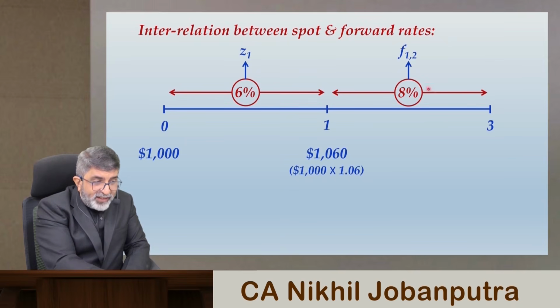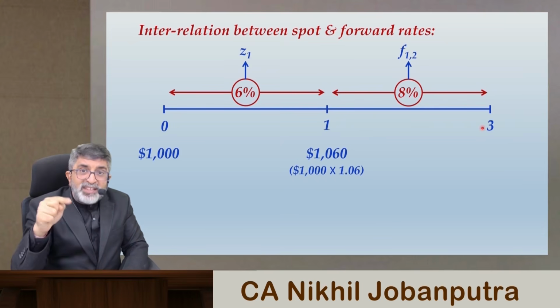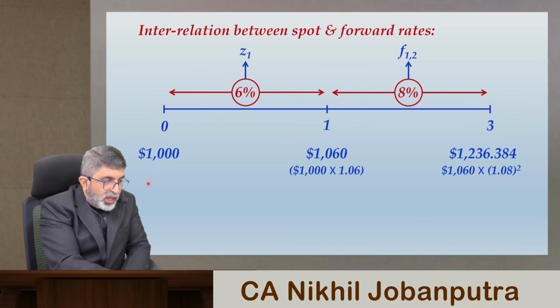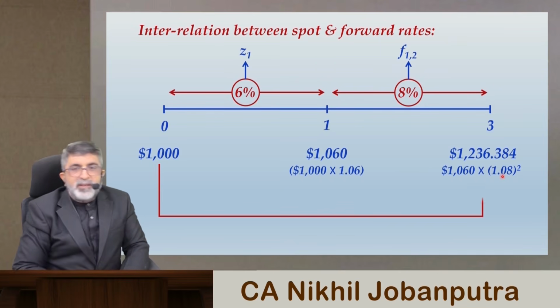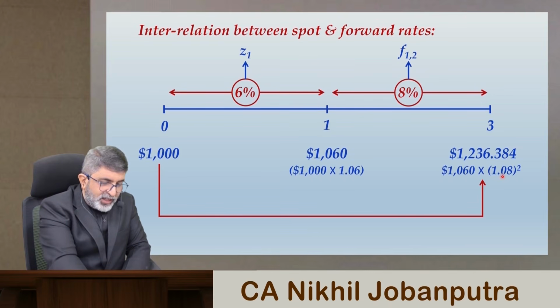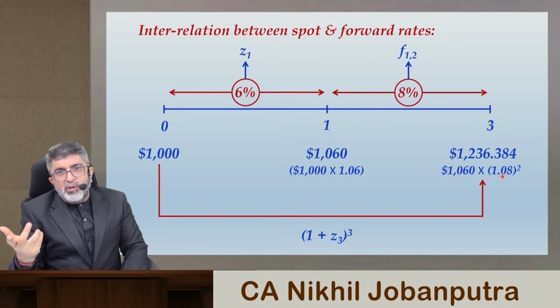From here to here the rate is 8%, but 8% is per annum, and the gap is 2 years. So the factor will not be 1.08, the factor will be 1.08 squared. So to 1060 I am multiplying 1.08 squared, and I am getting 1236.384. So 1000 and this value, when connected, we are connecting from 0 to 3 years. Whatever is connecting from year 0 to 3 years has to be the spot rate. That means the connecting factor will be 1 plus Z3 raised to 3. Now with this you just need to find Z3.